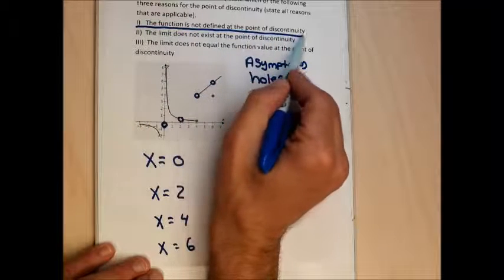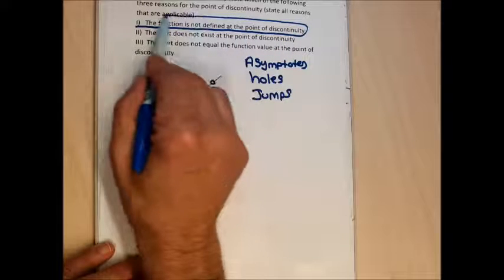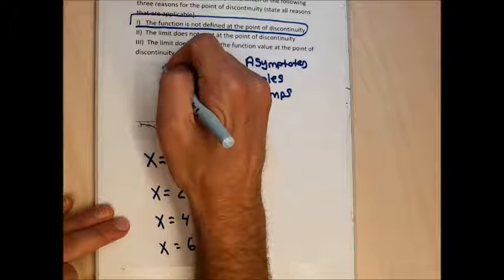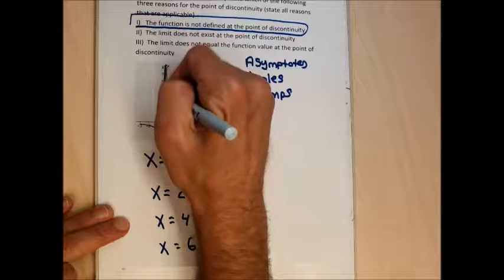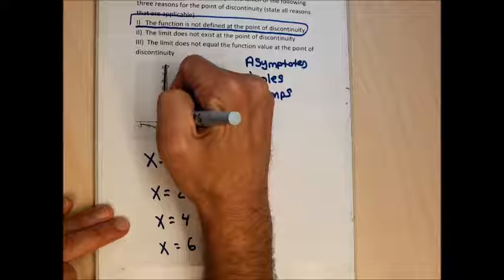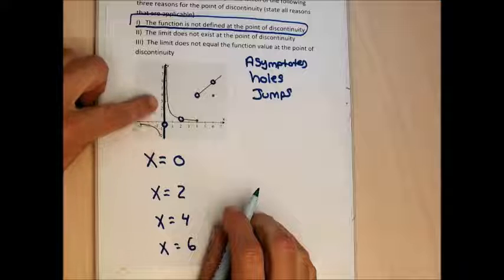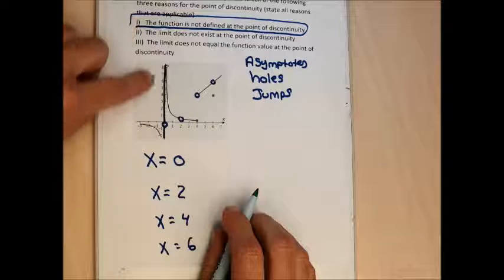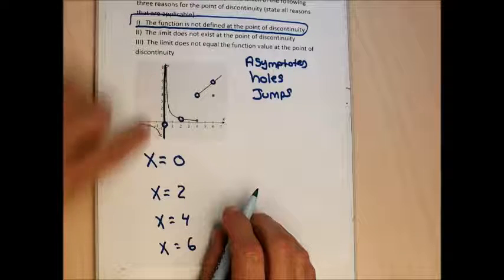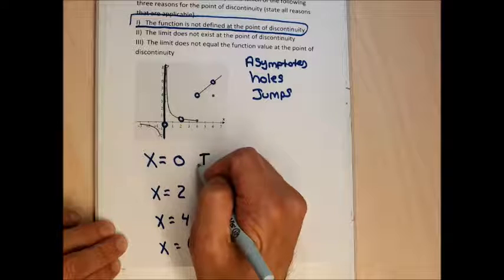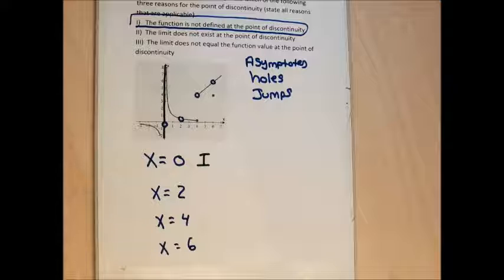if reason 1 fits. Reason 1 says the function isn't defined at the point of discontinuity. The function isn't defined at the point of discontinuity if I can draw a vertical line through that point and never get to a solid circle or a point on the graph. And at x equal to 0, the vertical line that I drew through the graph doesn't touch any open circle or any point on the graph. This means the function is not defined at that point of discontinuity, so reason 1 is a reason where it's not continuous there.